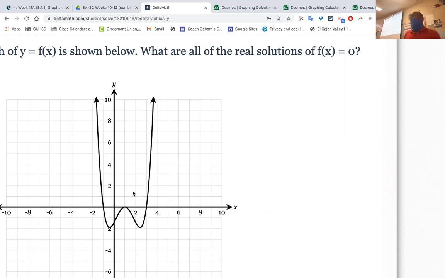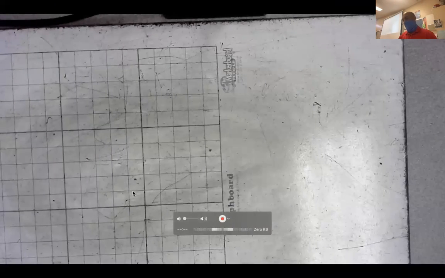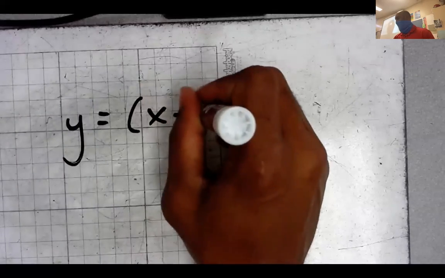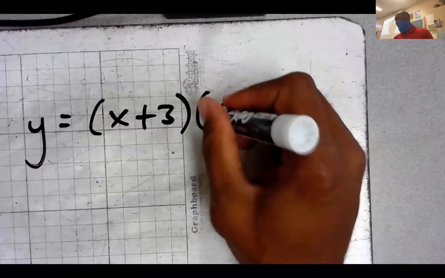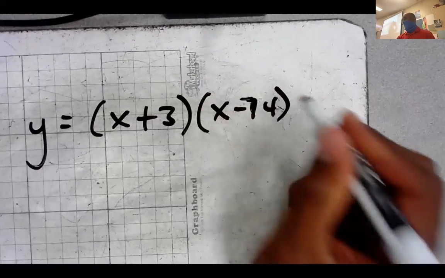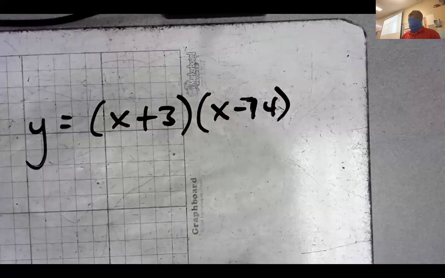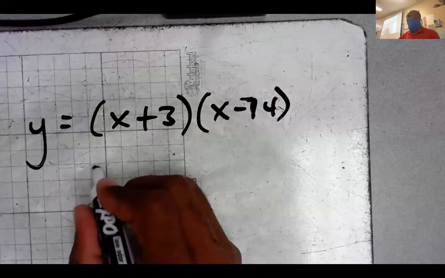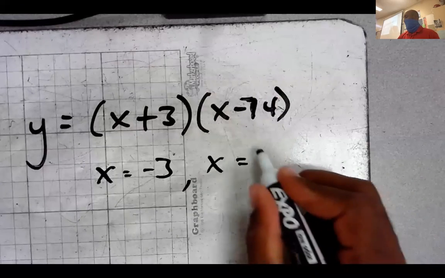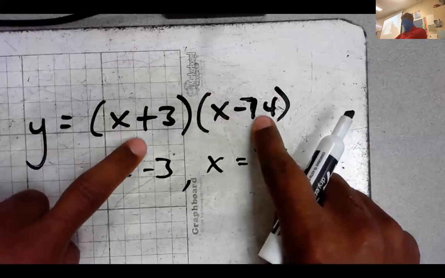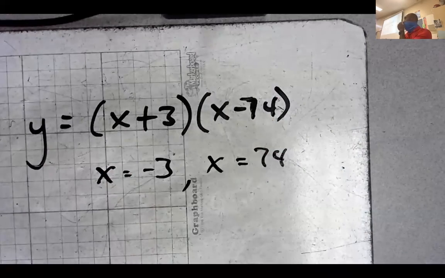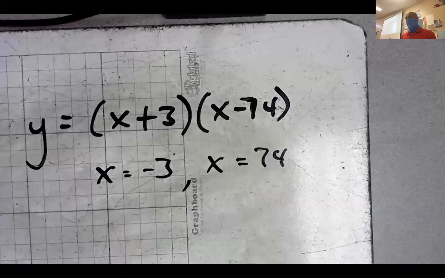If all I did was solve an equation, let's say I give you this: x plus 3, and then let's say x minus 74. And I ask you, what are the solutions for that? What would you say? X equals -3 and x equals +74. Good. It'd be -3 and +74. You took those numbers, and then what'd you do with the signs? You flipped them, or you wrote the opposite.